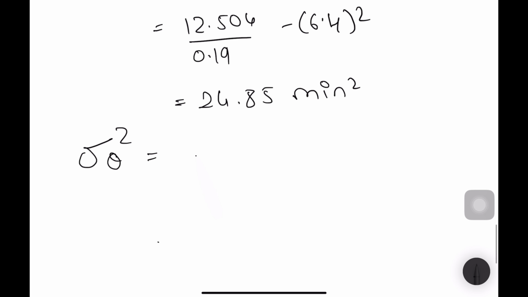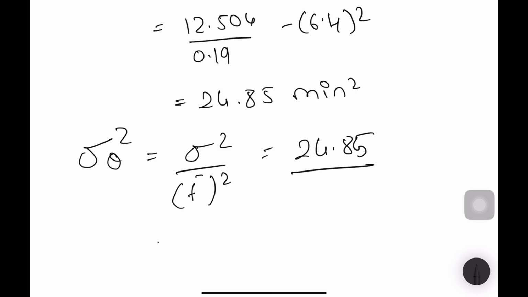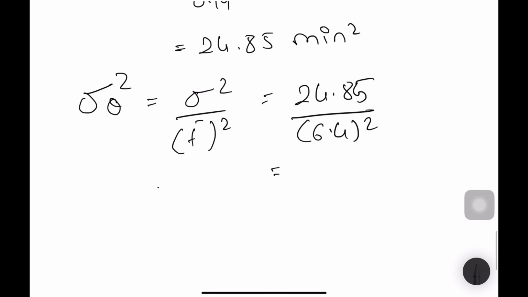Next, we have to calculate the dimensionless value for the variance. The formula for this is variance upon mean residence time square, which is equal to 24.8485 upon 6.4 square. We have already calculated the values of variance and the mean residence time. So the dimensionless value comes out to be 0.6067.